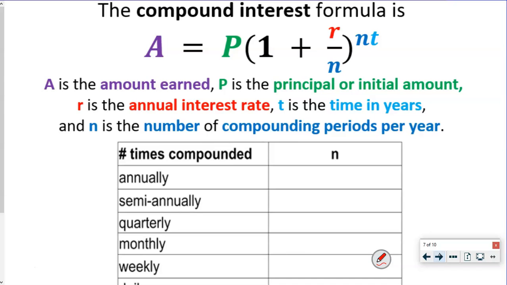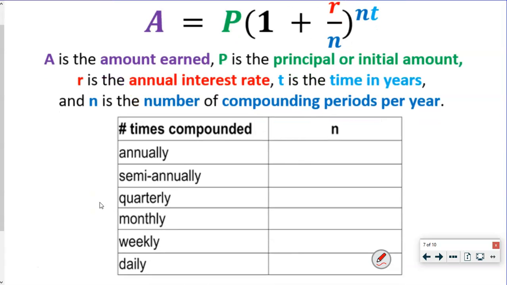So when we deal with compound interest, it's very similar to what we did before. A is the amount earned. P is the principal, or the initial amount. R is our rate of interest. T is our time in years, but the difference now is that we have N, the number of compounding periods per year.